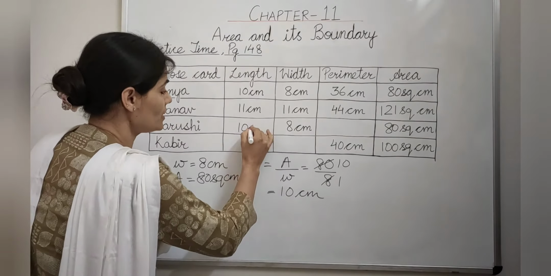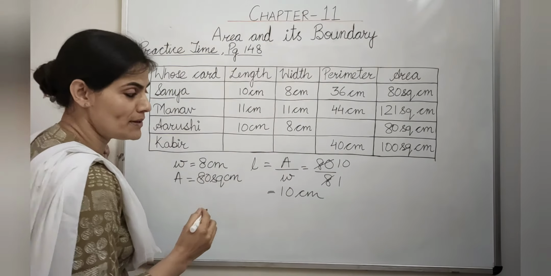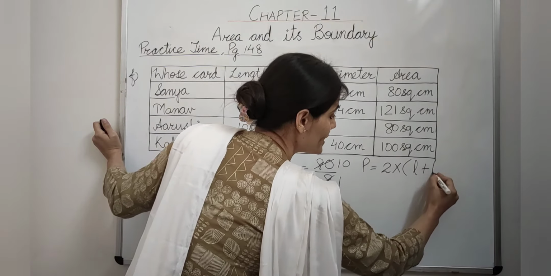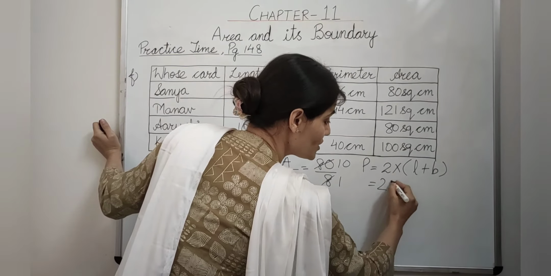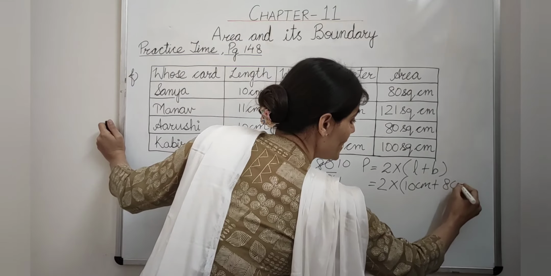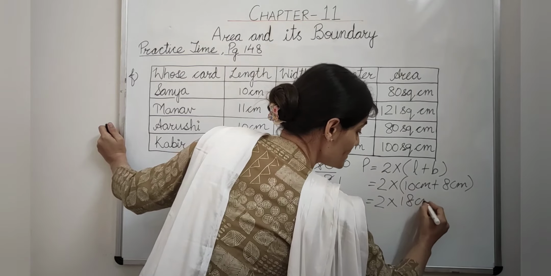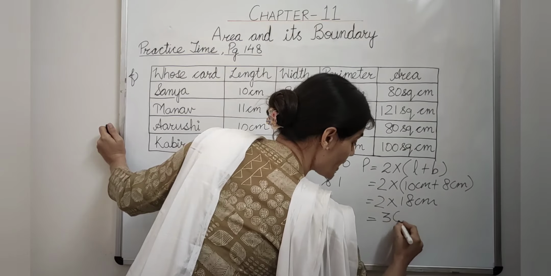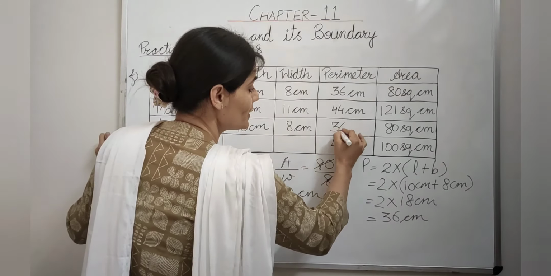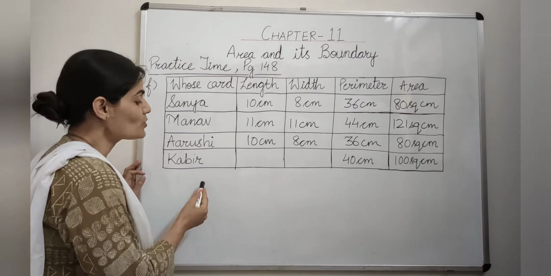So let's fill this information here. Now we know the length and breadth. With this we are going to find the perimeter. The formula for finding the perimeter is 2 times the sum of length and breadth. So let's put the values in the formula. Length came as 10 centimeter and breadth was 8 centimeter. So 2 into 10 plus 8 is 18 centimeter. So 2 into 18 or 2 times 18 gives us 36 centimeter. So let's fill this information. It is 36 centimeter.